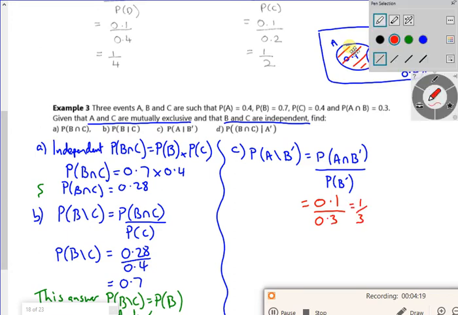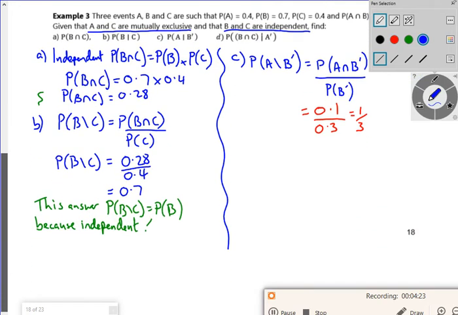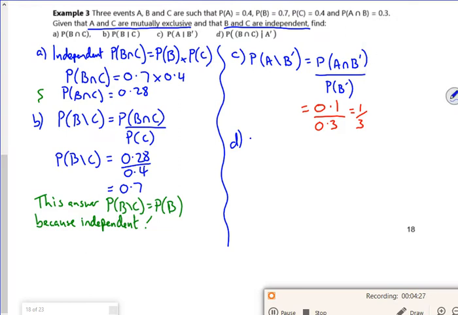Alright, let me change colour. I'm going to have a look at the next one. So D is bound to be messy, isn't it, just from looking at it. So it's the probability of B and C, which is a little bracket, given that it's not A.